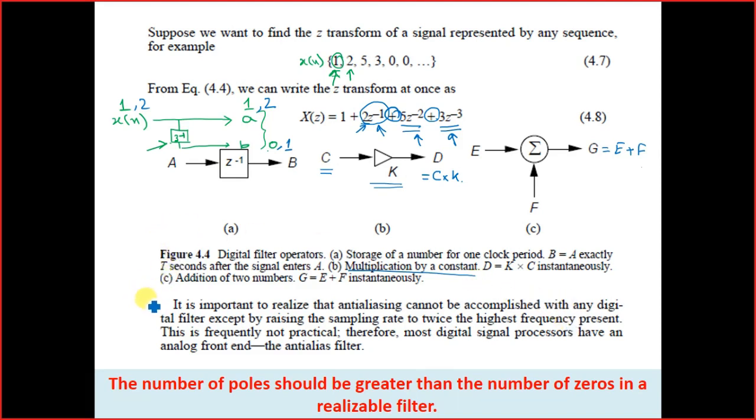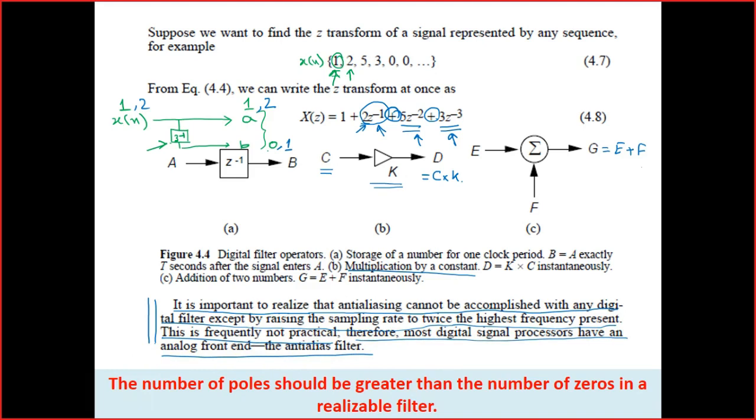Now coming to the next important thing, what it says: it is important to realize that anti-aliasing cannot be accomplished with any digital filter except by raising the sampling rate to twice the highest frequency present. This is frequently not practical. Therefore, most digital signal processors have an analog front-end anti-alias filter.